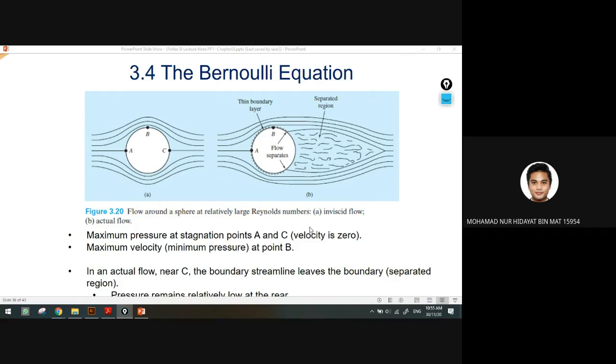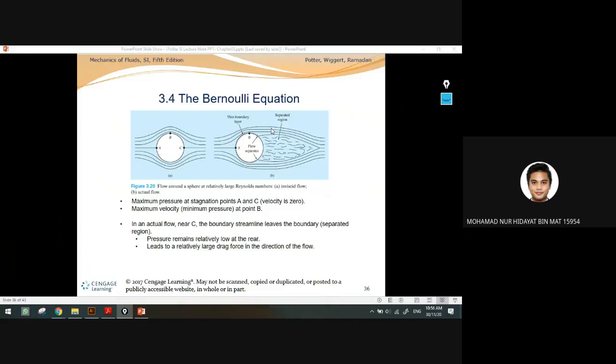and C here, the velocity is 0 because this is the stagnation point. When the velocity encounters a perpendicular surface, it will stop immediately. That's why we call it the stagnation point. Alright. However, for C, it is the wake region. This is reverse flow, that's why the velocity is 0. Normally, the velocity at B is maximum.